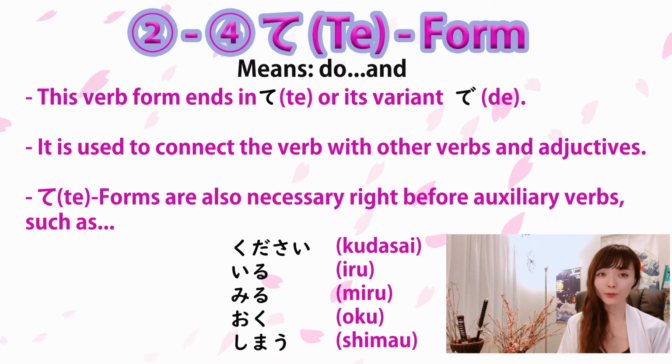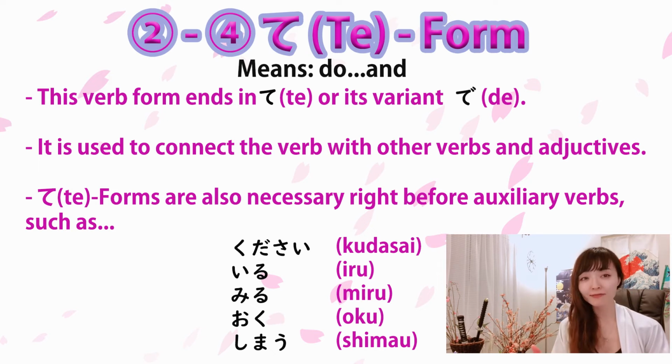て form. This verb form ends in て or its variant で. It is used to connect the verb with other verbs and adjectives. The forms are also necessary right before auxiliary verbs such as ください、いる、見る、置く、and しまう。I'll show you some examples.